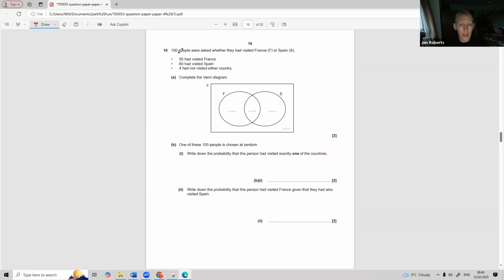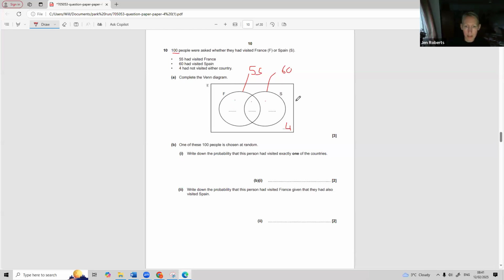Okay, 100 people were asked whether they visited France or Spain. 55 had visited France. This whole circle here represents 55. 60 had visited Spain, so the whole circle here represents Spain. 4 had not visited either country. The problem here is we do not know this overlap. What is the overlap from the information we're given?